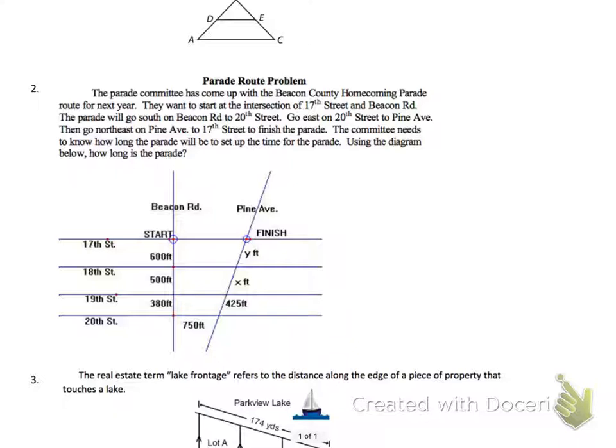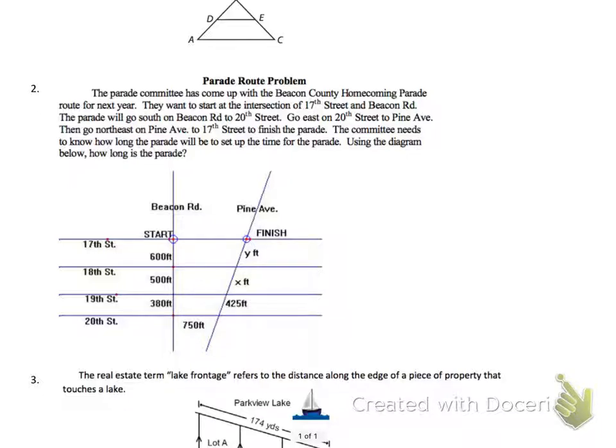Again, the diagram is provided. And it's important to understand what's being asked, okay? So there's a parade committee trying to come up with the next homecoming parade. And we can see where it starts and where it finishes. This diagram is a nice one because it even has the start and the finish marked. And it tells us, just to simplify this, we're going to go south until we get to 20th Street, east on 20th, and then back up Pine Avenue until we get to the finish right here. We need to know the distance of that parade because the committee needs to know how long it's going to take.